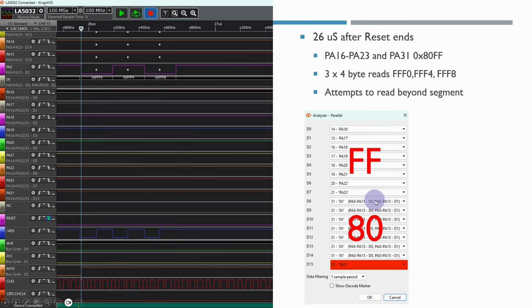The reason for that, as I showed you, is that the lower 8 bits from PA16 to PA23 are all 1, so they're FF. But because we only have the address PA31 here and all the others are effectively set to 0, that's why this is 80. If all these other ones here at 0 volts were set to 1, this would also come out as FF.